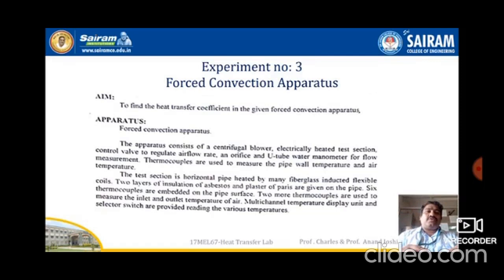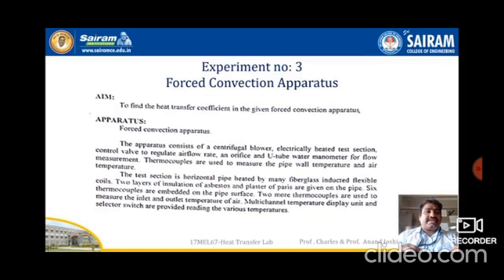The forced convection apparatus consists of a centrifugal blower, an electrically heated test section, a control valve to regulate the airflow rate, an orifice and a U-tube water manometer for flow measurement, and thermocouples to measure the pipe wall temperature and air temperature. The setup I have already shown.